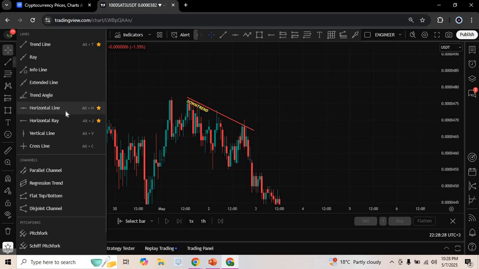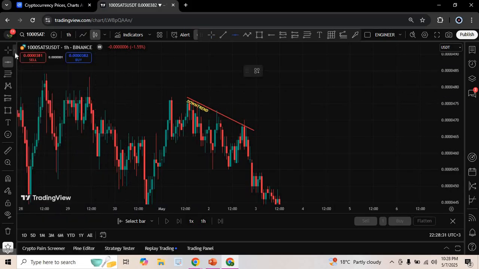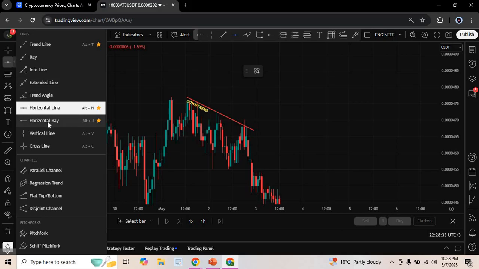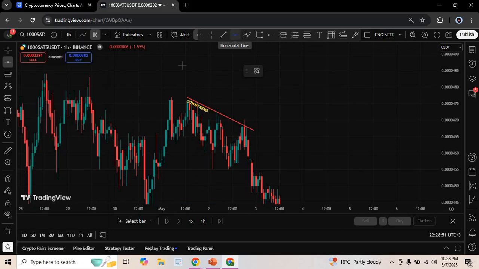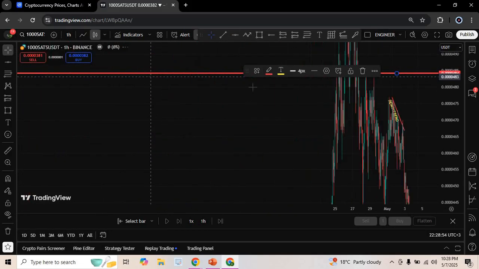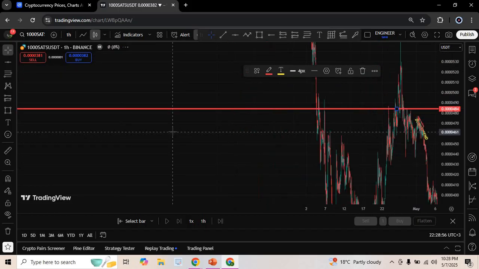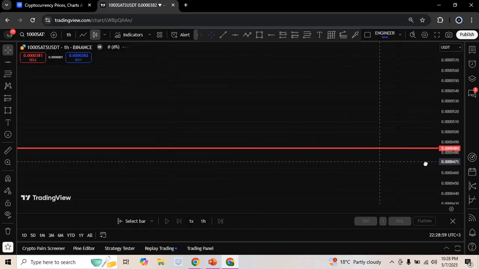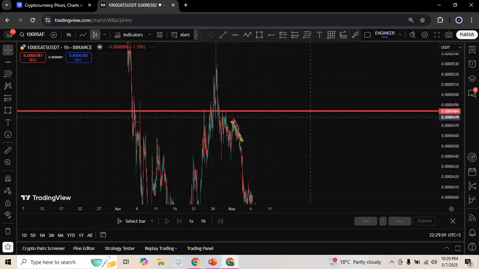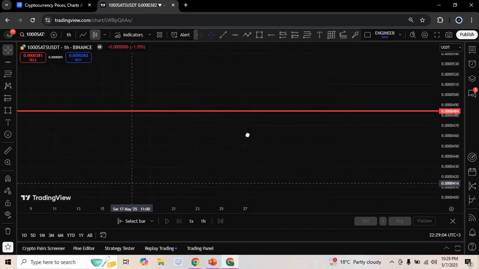Then you have a horizontal line. The horizontal line and the horizontal ray are more or less the same, but here's the difference. The horizontal line, we draw from end to end, and this is what I mean by end to end. If I choose it right here and draw that, you'll notice that it goes from end to end. Since time immemorial, you'll go all the way end to end. That's what I mean by end to end.